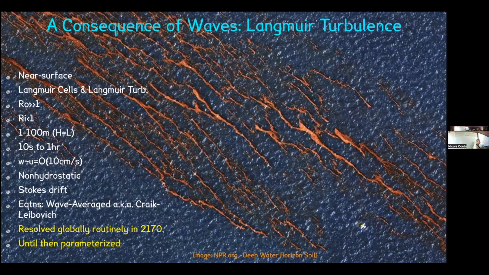But the only thing that I think is really important about this picture, other than the fact that this is oil collecting when Langmuir cells converge at the surface, is that we won't be able to resolve this in global climate models until about the year 2170. And that's given that computers are getting exponentially faster. These are small things and the world is really big.